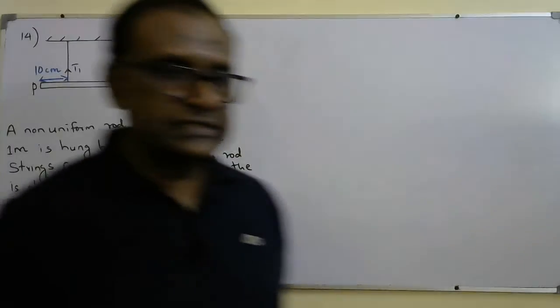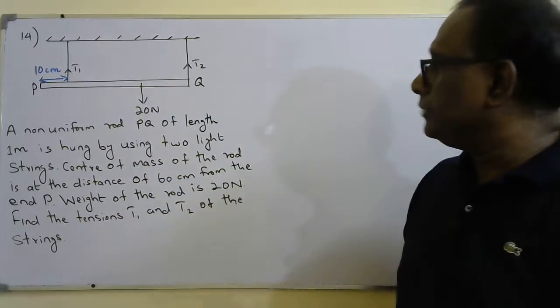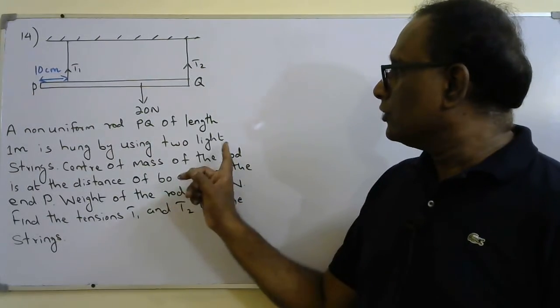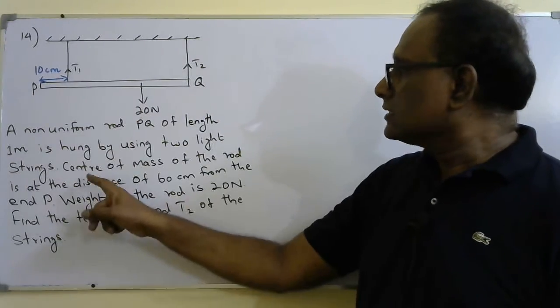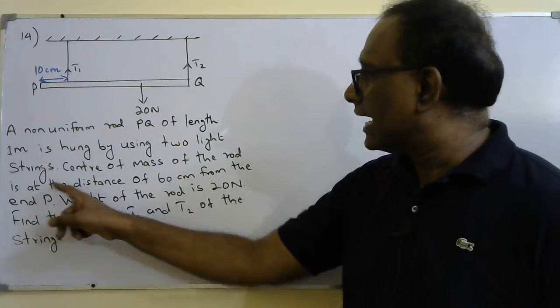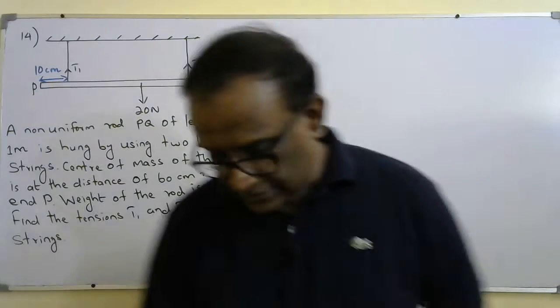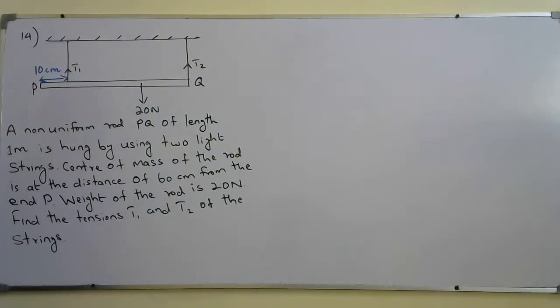Okay, so this question: a non-uniform rod PQ of length 1 meter, so P to Q is 1 meter, is hung by using 2 light strings. The center of mass of the rod is at a distance of 60 centimeter from the end P. So it's hung in a horizontal position.